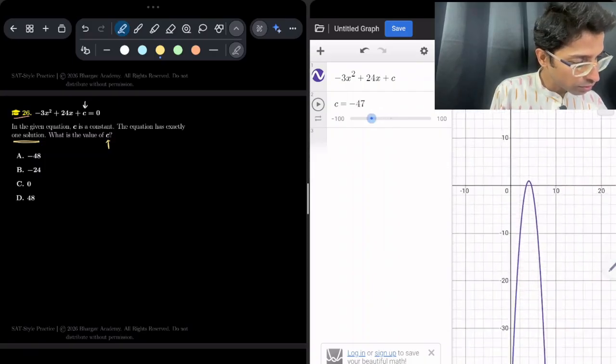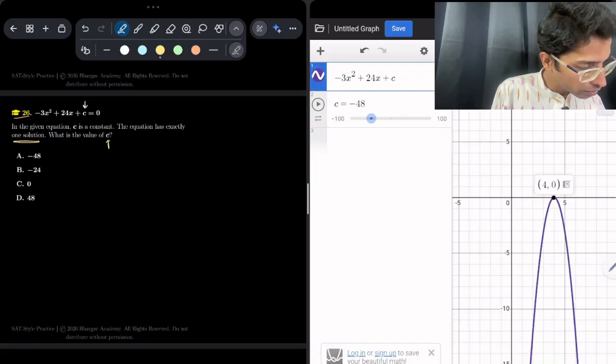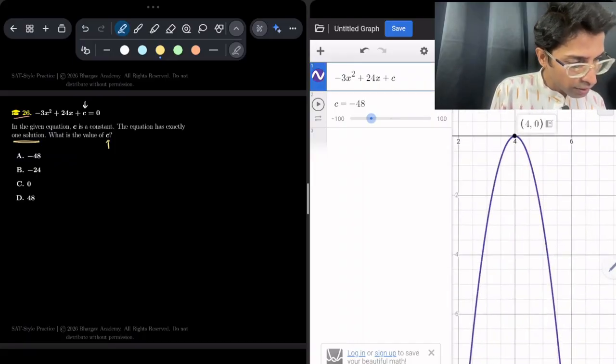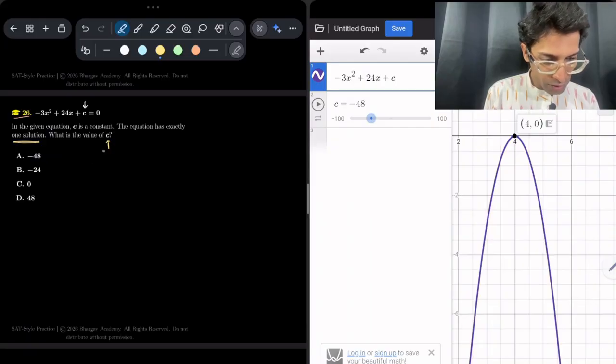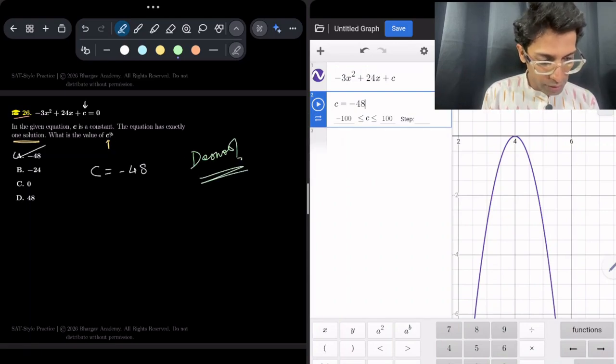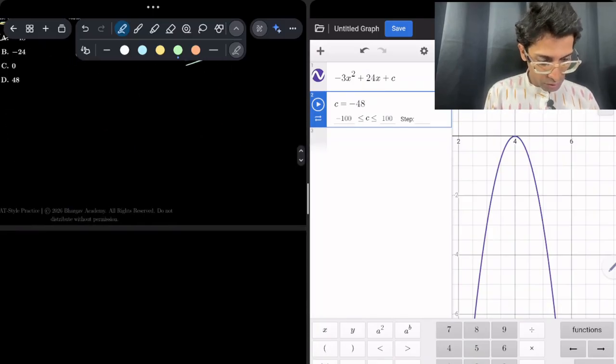So I think it is touching there. Let me zoom in. No. I think this is where it is touching. Yes. It's touching. So what is the value of C? C is minus 48. You can see it from here. So yes, that is the answer. Desmos is the clear winner here. So whenever you see exactly one solution, go for Desmos. Let's go to the next problem.